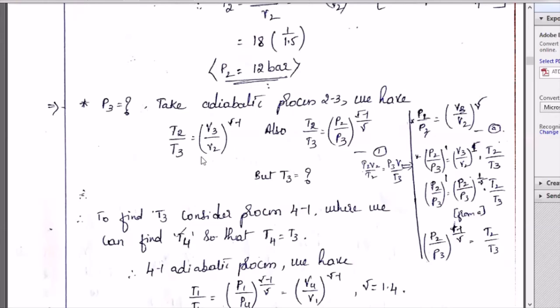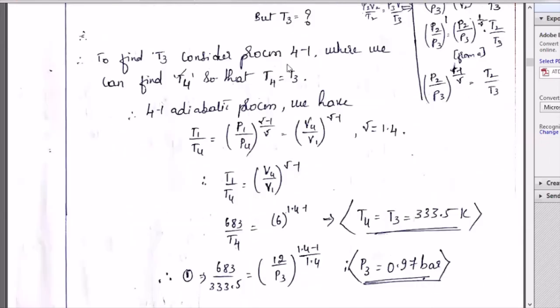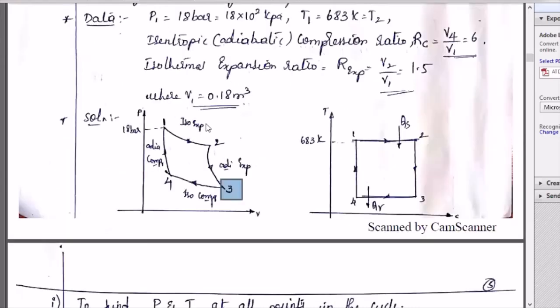So in this, can I find T3? Because I have to find P3 from this, how do you find out P3? You can use this equation and find out. But if you use this equation, T2 and T3 both should be known. But in the problem, I know T1 and T2. I don't know the value of T3. So to find the T3 value, what can I do? To find T3, consider the process 4 to 1. Simple. We have to find T3. I can use 2 to 3.